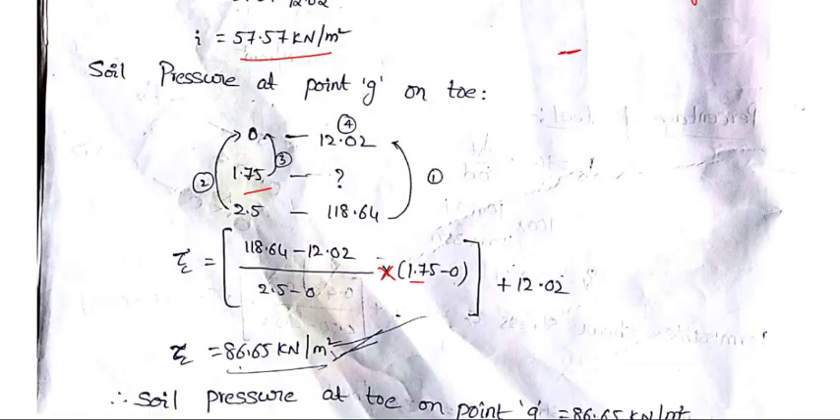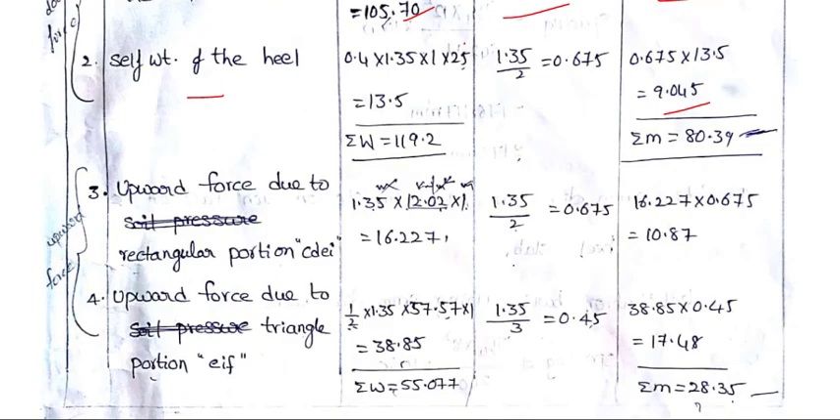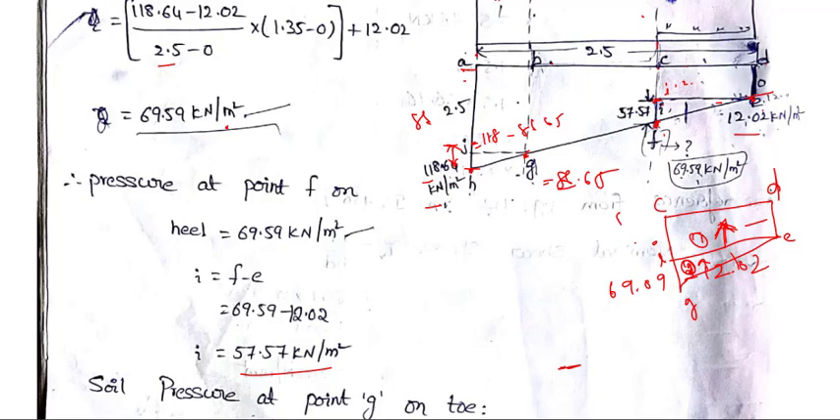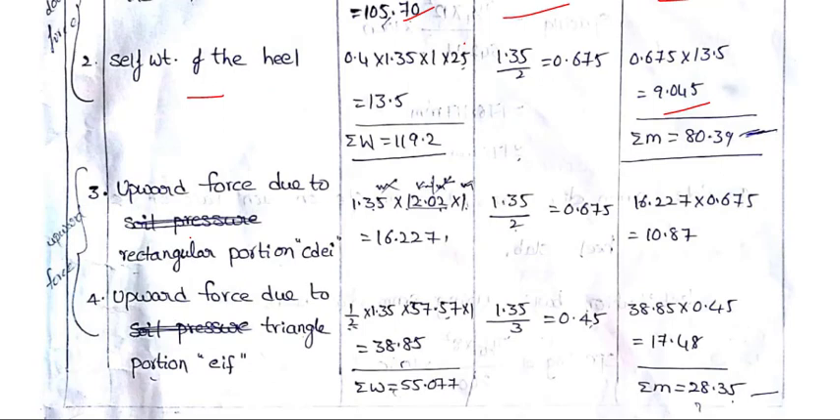So let's go to the step. What is the length for rectangular? What is the length? 1.35, right? 1.35. So what is the height from here to here? 12.02. Okay, that's it. Next to per meter.